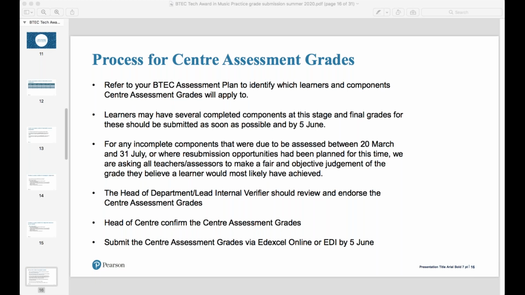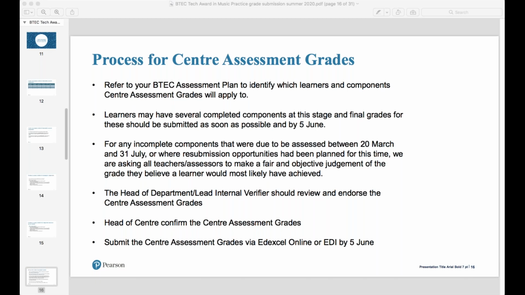And someone's asked in regards to evidence, do we mark what we already have or leave it? Obviously, you can use any evidence that you have to inform the centre assessment grade that you are awarding a learner for a particular component. So you may not mark it in the same way in terms of giving the feedback that you would, but you are obviously looking at how they have performed on that assessment and how that could feed in to the centre assessment grade that you award there.